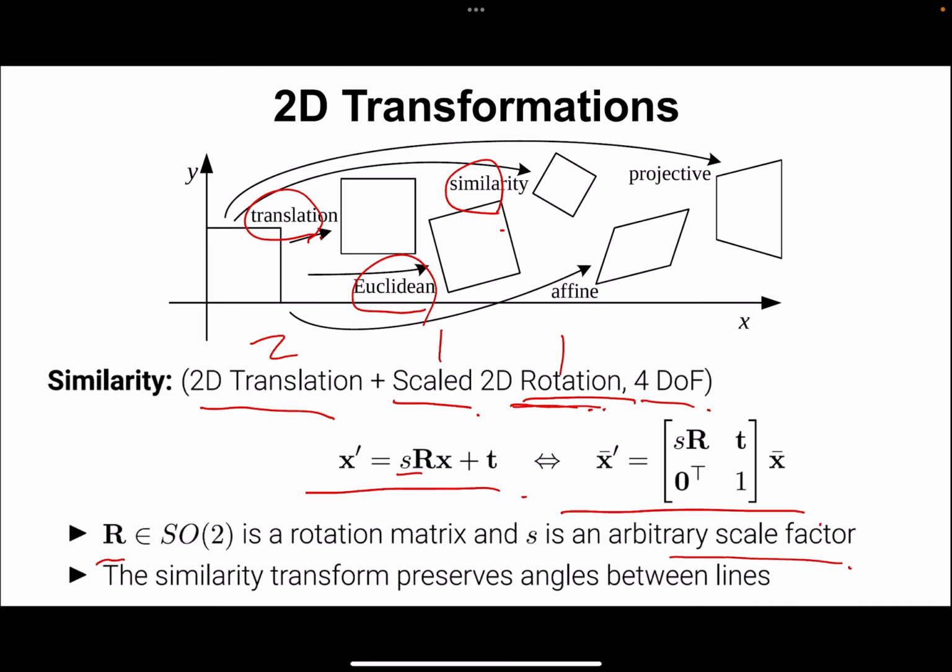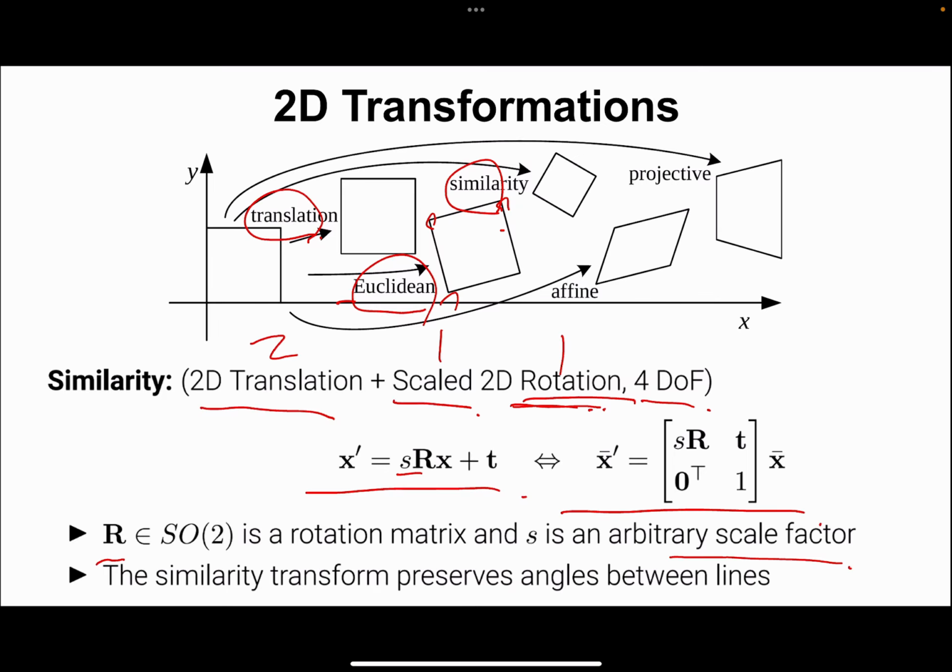And similarity transform preserves the angle between lines. So in Euclidean, the distances between points are preserved. We just apply global translation and global rotation. But with scale, the distance could change according to the scale. So the distance between points could change, but the angle between lines is still preserved.